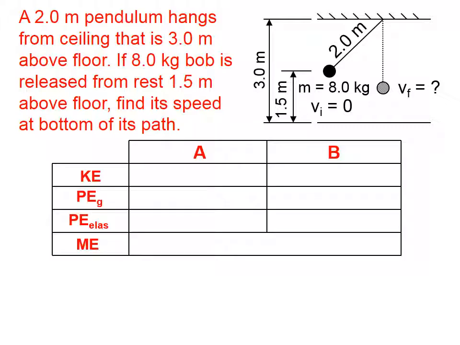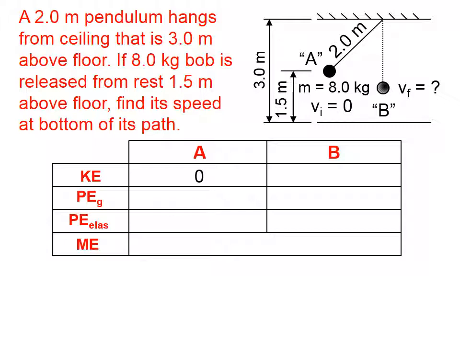So what we'll do is take two snapshots of the system. One when the bob is at its starting point, and one when it's down there. And now we need to go about identifying the different types of energies that the system has when it's in state A or state B.